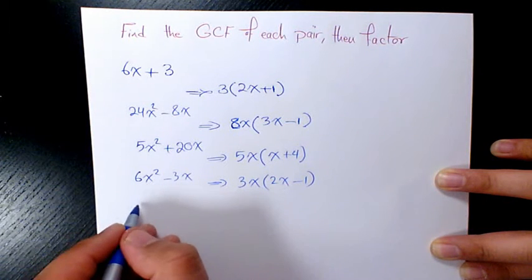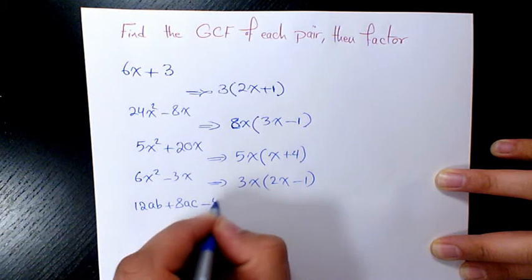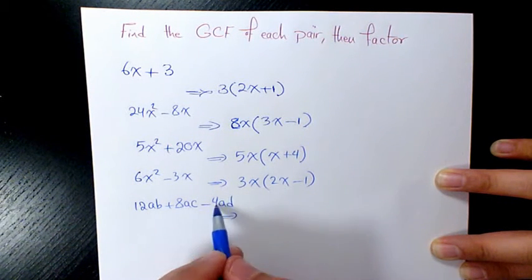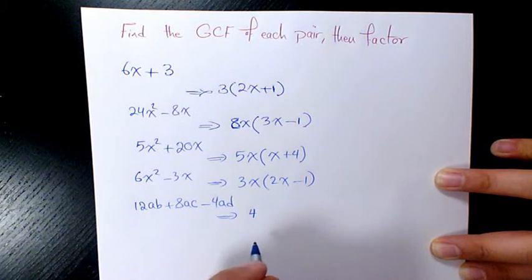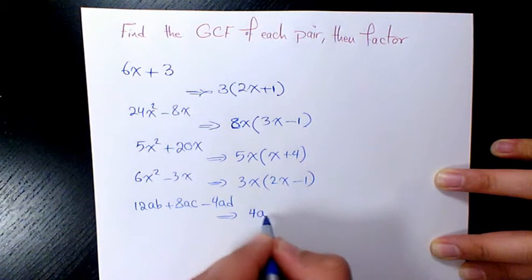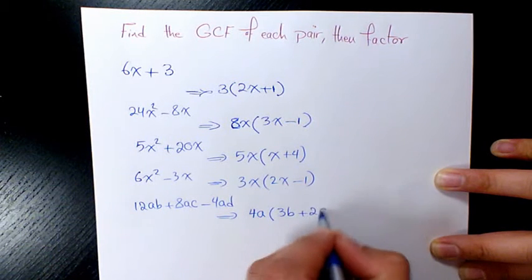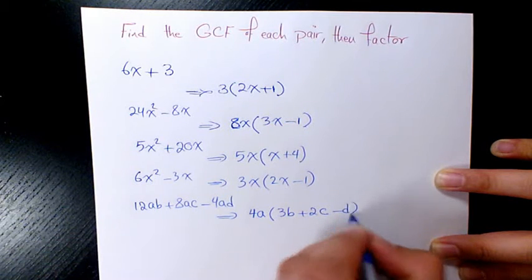Next one is going to be 12ab plus 8ac minus 4ad. As you see here, 12, 8, and 4, all of them are multiples of 4. That's the greatest common factor. ab, ac, and ad, we can factor a in here. 12ab divided by 4a is going to be 3b. 8ac divided by 4a is going to be 2c. Negative 4ad divided by 4a is going to be negative d.